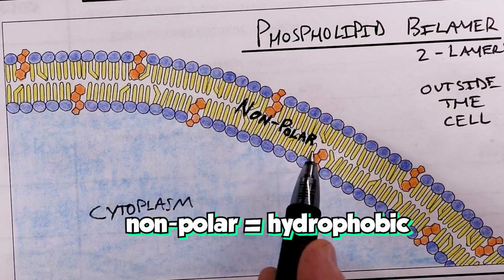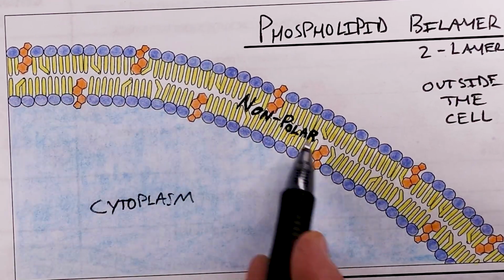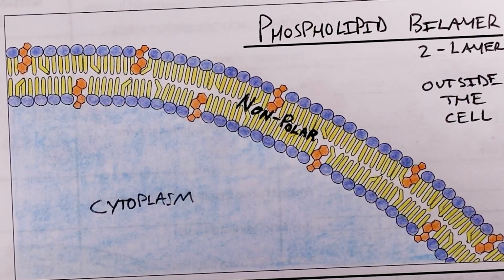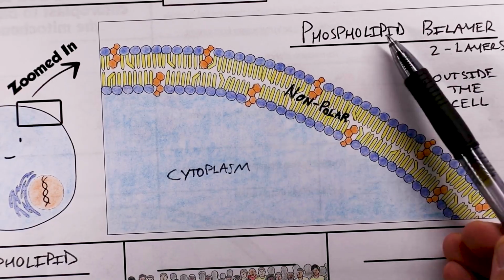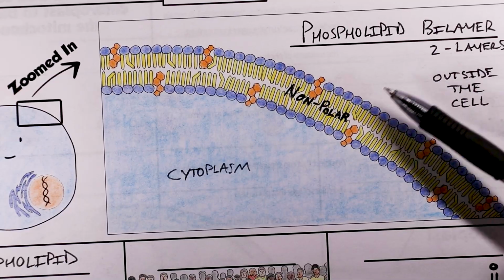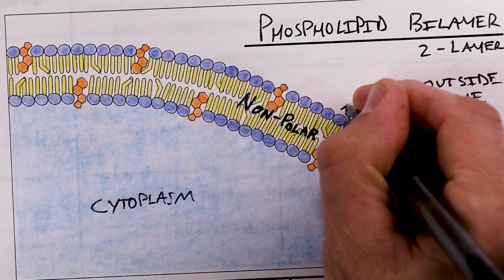Remember that the word nonpolar means the same thing as hydrophobic. So what happens is the inside of this thing is like a force field that doesn't like water. So any water in the cell can't get out, and any water outside the cell can't get in. I'm going to draw a water molecule. I'm going to draw it bouncing off.